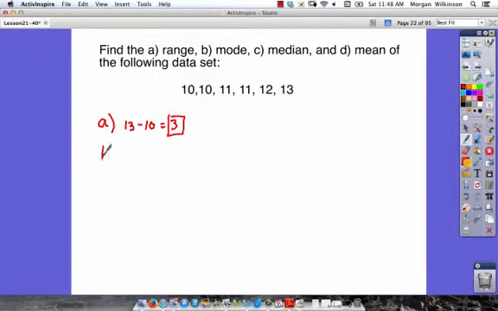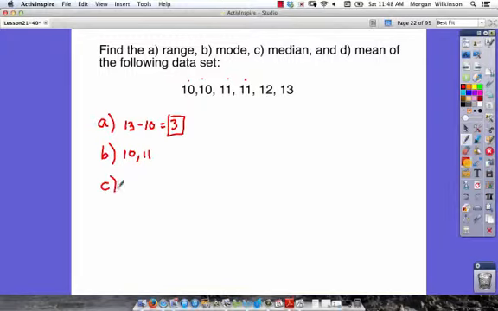Our mode, problem B, the mode is the number that happens the most. You can see we have two 10s, and we have two 11s. So we've got two modes. 10 and 11 both happen the most. They both happen twice. So our answer is 10 and 11. They're the numbers that happen the most frequently in this data set.